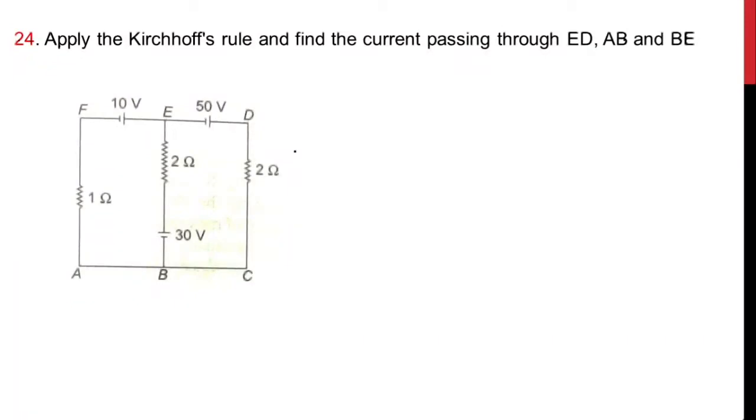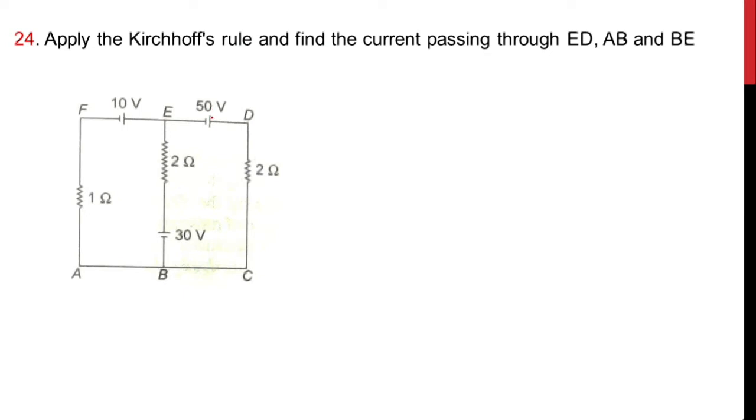Hello everyone. Apply Kirchhoff's rule and find the current passing through ED, AB and BE. In this diagram, the direction of current in each loop is not shown, so we have to guess what the current passing through each branch is.